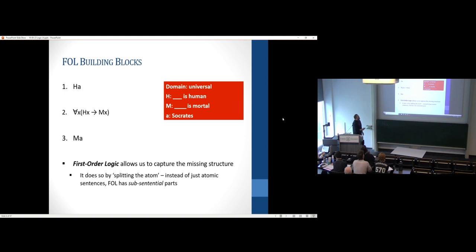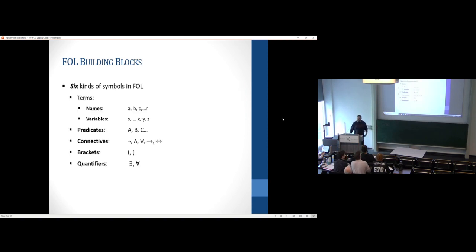First order logic is going to allow us to capture the missing structure that TFL couldn't, and it does so by allowing us to talk not just about sentences, but subsentential parts. That's the big game. And as soon as we have subsentential parts, names and predicates, or terms and predicates, we can do a whole lot more. Okay, so I'm going to throw this out right at the beginning. Here is what the language consists of. FOL consists of 6 kinds of symbols. If you remember, TFL only had 3 kinds. We have 6 kinds now.